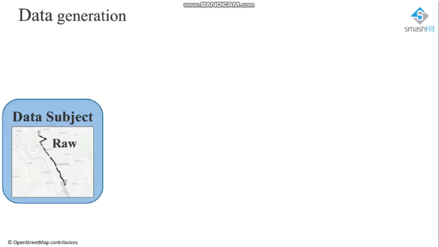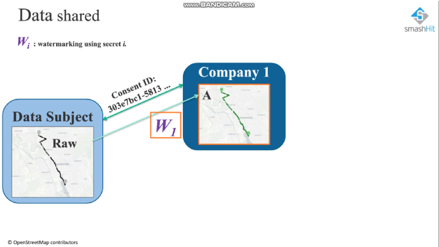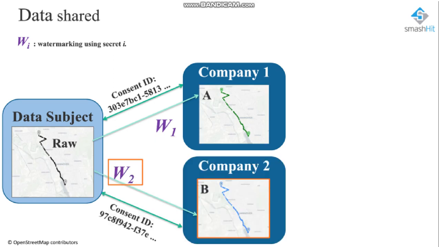While driving from home to the office, the positions of the data subject are recorded, and when the trip ends, the raw trajectory is generated. Using one secret, this trajectory is watermarked and forwarded to company 1. Using another secret, the same raw trajectory is watermarked and forwarded to company 2.